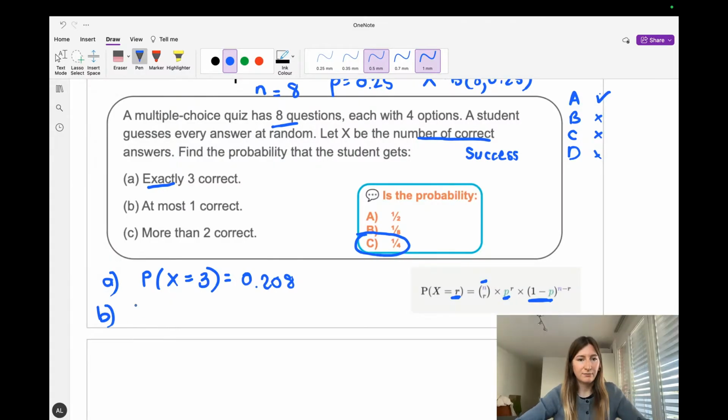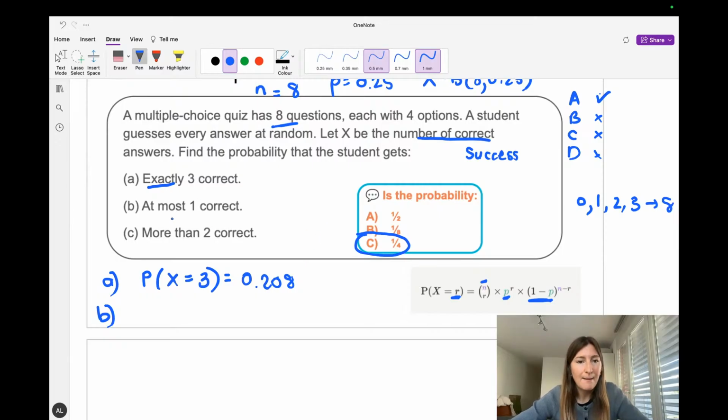Now, at most 1 correct. So if we're thinking about this as being discrete probability, discrete values of x, we could have values like 0. Don't forget 0, we always start at 0. You could get no questions correct as well. 0, 1, 2, 3, all the way to 8. That's how many possibilities we have of getting something correct, because we have 8 questions.